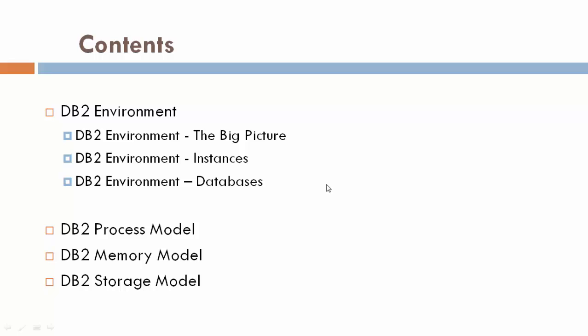In order to understand the whole DB2 architecture and to get a better insight on it, we need to understand these four things: the DB2 environment, the DB2 process model, the memory model, and the storage model. The DB2 environment has been divided into three lectures: the DB2 environment, the big picture, the environment in which we'll talk about instances, and the DB2 environment in which we'll talk about the databases. And then we'll proceed with the process, memory, and storage model.